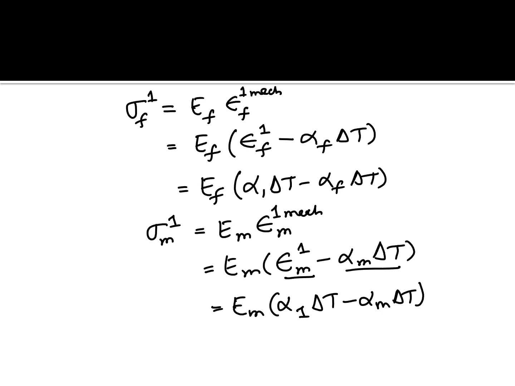So now we have an expression for the normal stress in the matrix in direction 1 and the normal stress in the fiber in direction 1. How can we relate these things which we have already said to find the expression for alpha 1? So that's what we're going to do next.